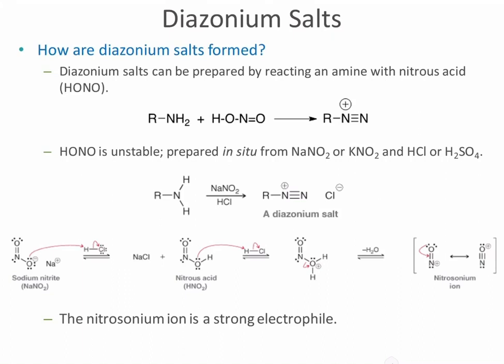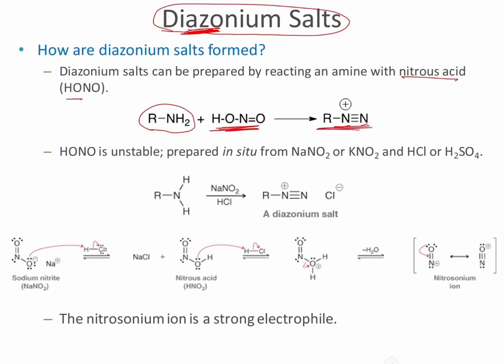The third type of reactions is what we call the diazonium salts. Azo means nitrogen, so diazonium salts are salts that contain a nitrogen-nitrogen bond, okay, two nitrogen atoms. To form a diazonium salt, the primary amine reacts with nitrous acid, okay? Nitrous acid to form diazonium salt.